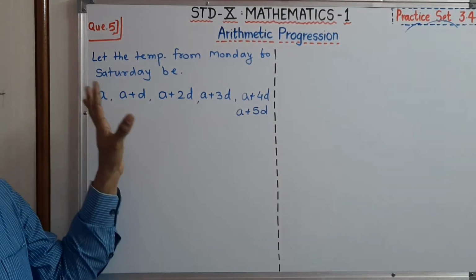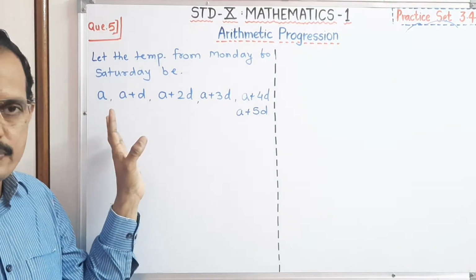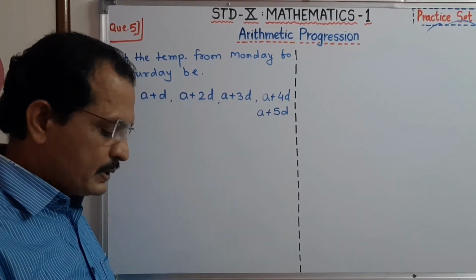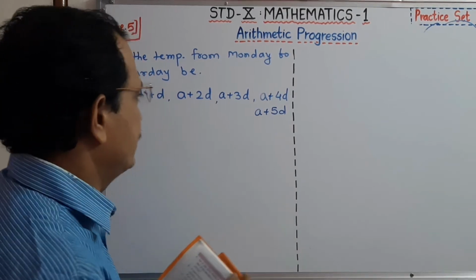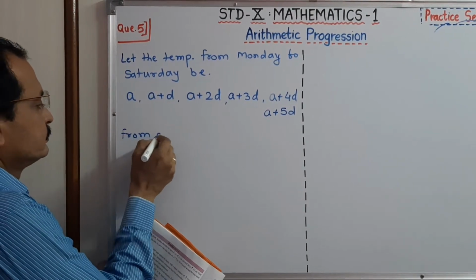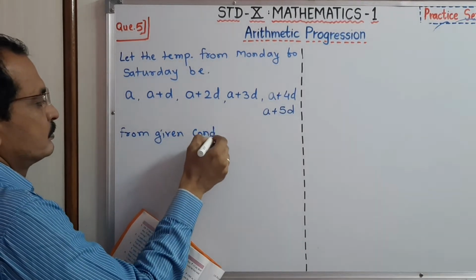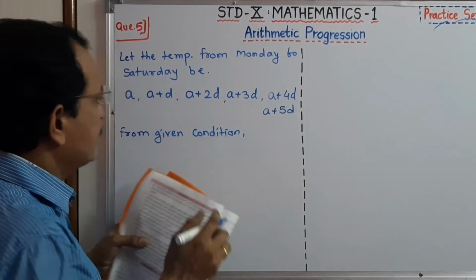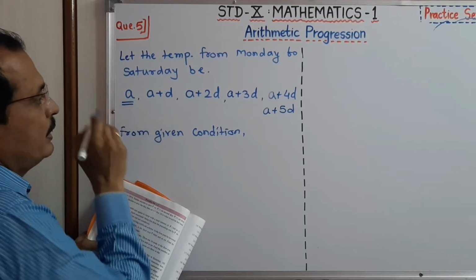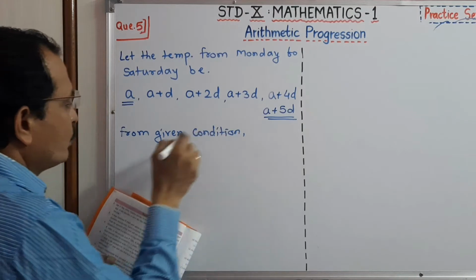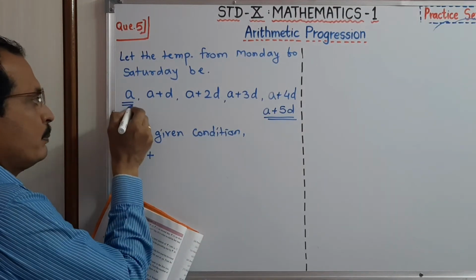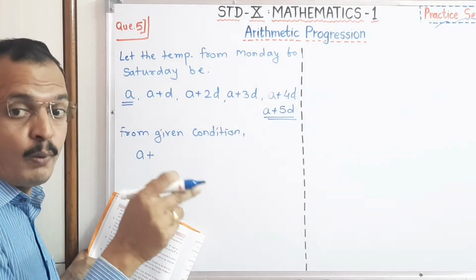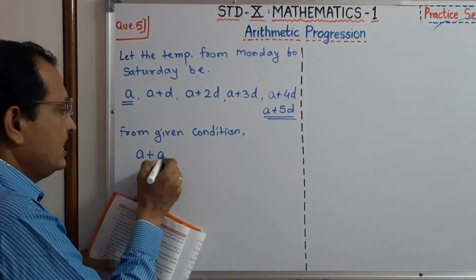Now see the condition. One condition is that all these are in AP. It is already given. Now the second condition. What is the condition? Sum of temperature of Monday and Saturday, from the given condition. This is the temperature of Monday and this is the temperature of Saturday. We have to make the sum of that. It is not Monday to Saturday, it is the sum of Monday and Saturday. Therefore it is A plus A plus 5D.